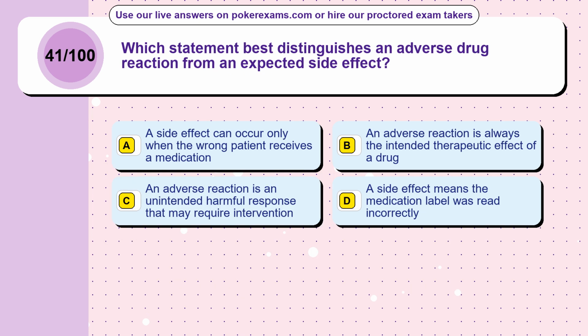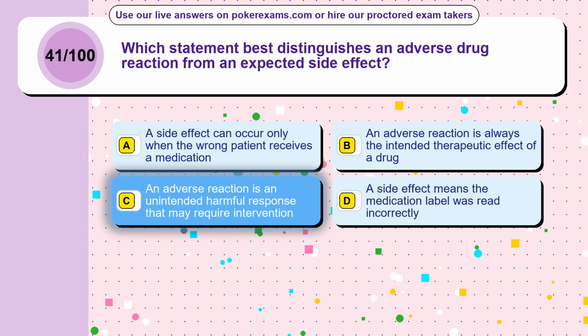Question 41. Which statement best distinguishes an adverse drug reaction from an expected side effect? Option A. A side effect can occur only when the wrong patient receives a medication. Option B. An adverse reaction is always the intended therapeutic effect of a drug. Option C. An adverse reaction is an unintended harmful response that may require intervention. Option D. A side effect means the medication label was read incorrectly.